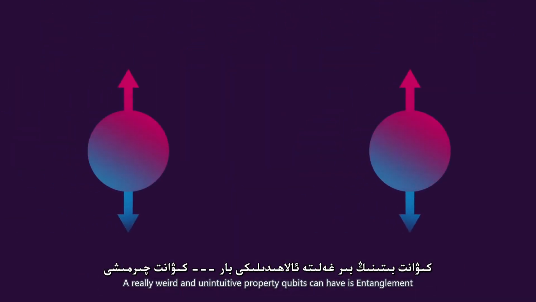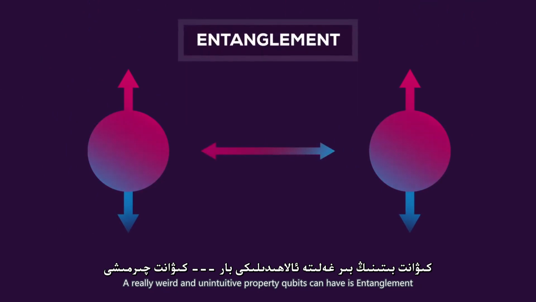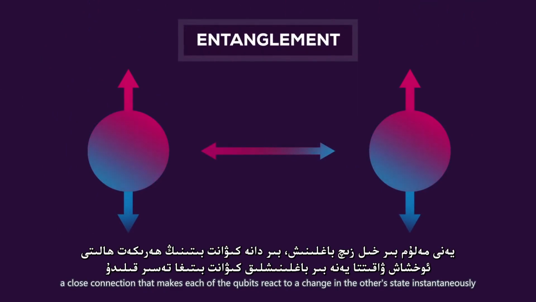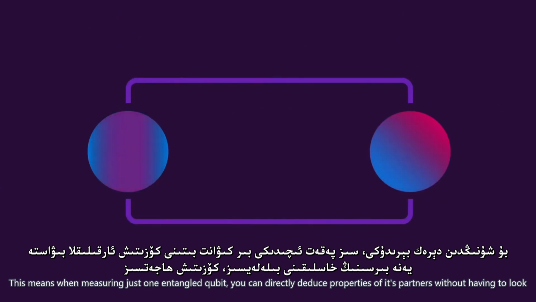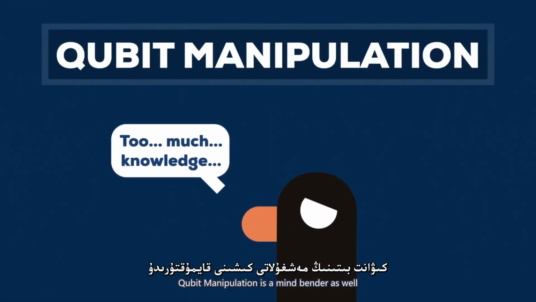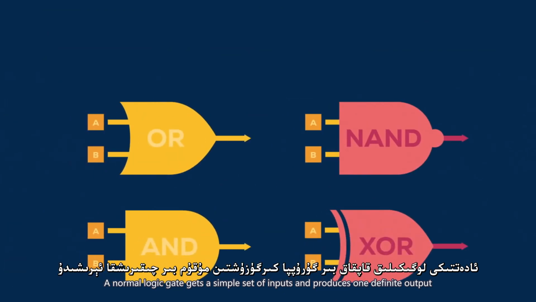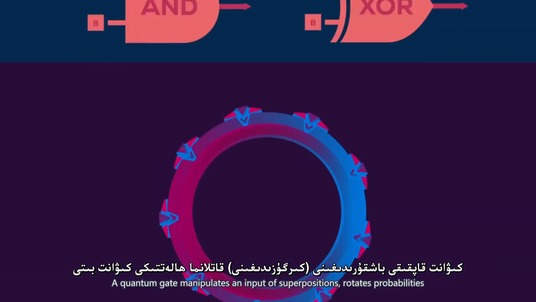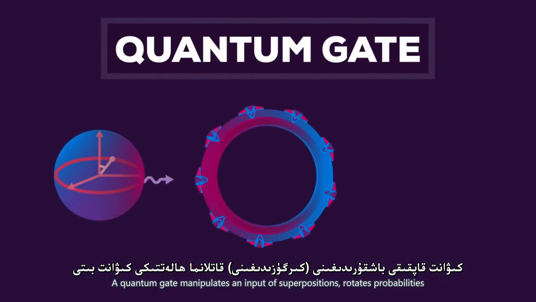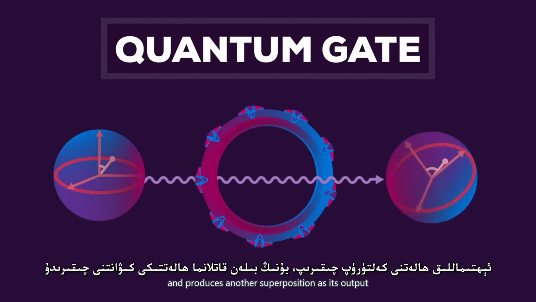A really weird and unintuitive property qubits can have is entanglement, a close connection that makes each of the qubits react to a change in the other's state instantaneously, no matter how far they are apart. This means that when measuring just one entangled qubit, you can directly deduce properties of its partners without having to look. Qubit manipulation is a mind-bender as well. A normal logic gate gets a simple set of inputs and produces one definite output. A quantum gate manipulates an input of superpositions, rotates probabilities, and produces another superposition as its output.